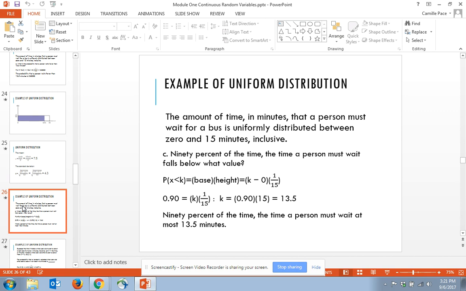So this time I know from 0 to 15 is the total wait time. So if I want 90% of that, all I do is 0.90 times 15, and that gives me 13.5. So 90% of the time, a person must wait at most 13.5 minutes. That's all that means. So if you see a percentile for this, all you do is take whatever the longest length is on the x-axis multiplied by your percentile changed to a decimal. I think you should probably have seen this in class, so if you have any more questions, let me know.